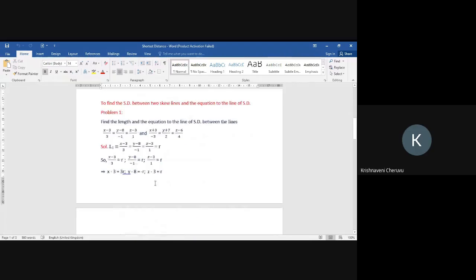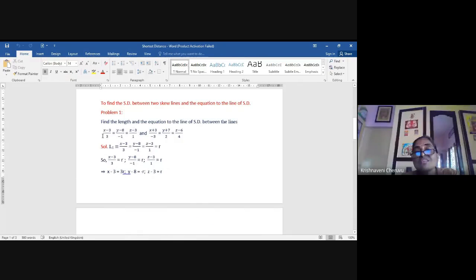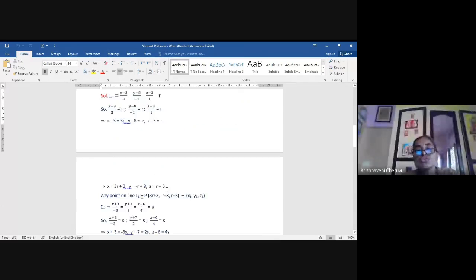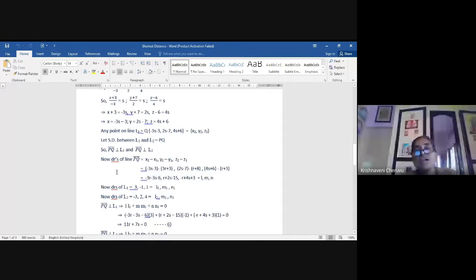So here see, I explained to you already that 3, minus 1, 1 are the DRs of line L1, and minus 3, 2, 4 are the DRs of the line L2. So here I write the DRs of L1 and the DRs of L2. We need the DRs of the line PQ. You know already P, it is a point on line L1, and here Q, it is a point on line L2.